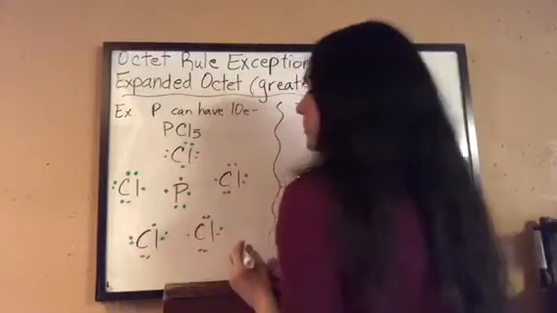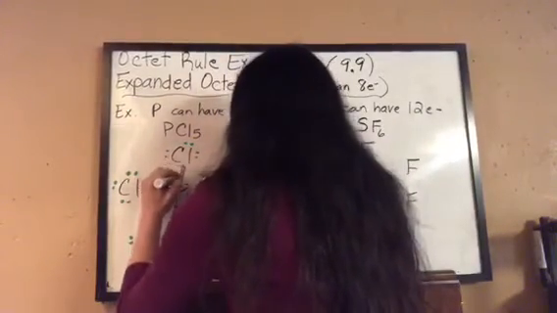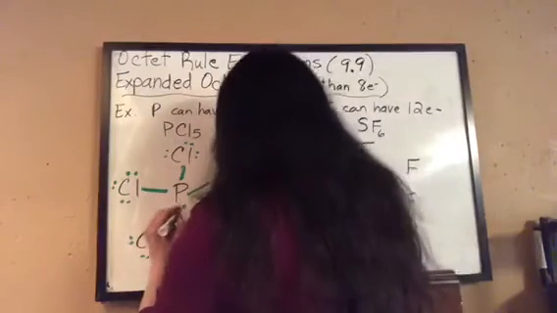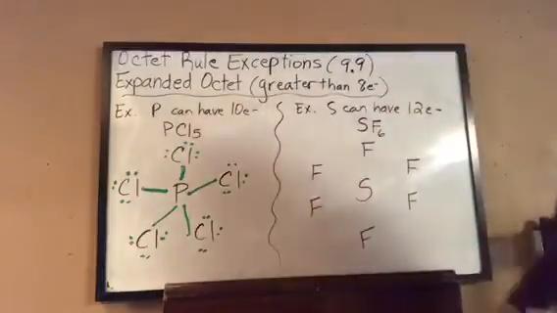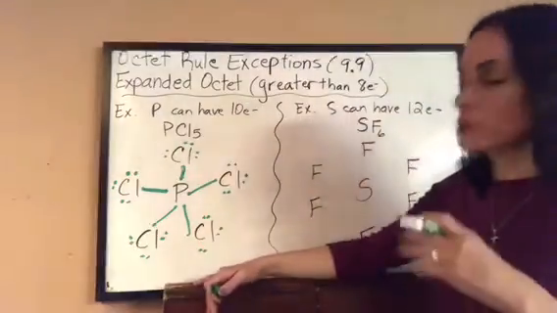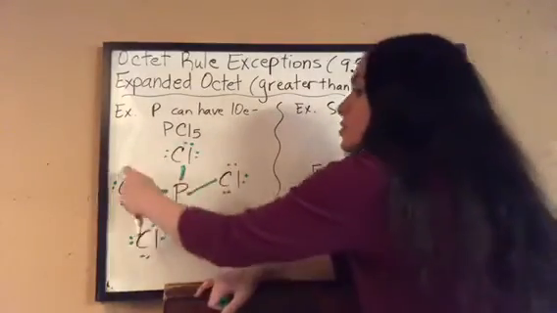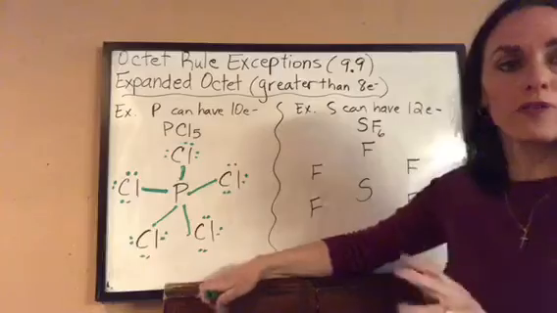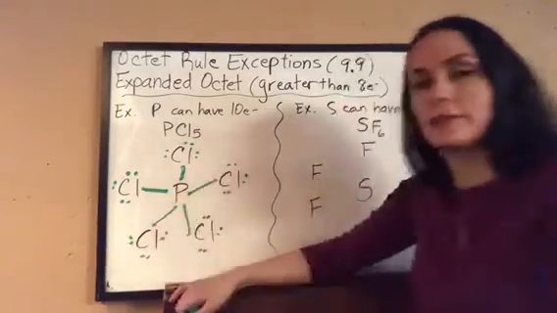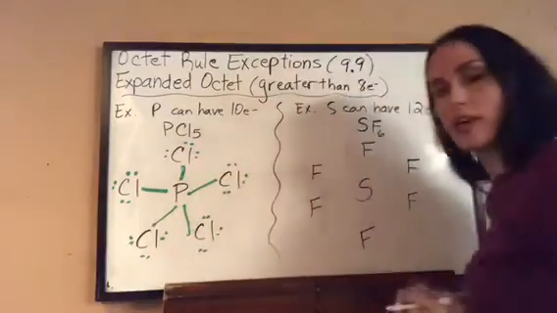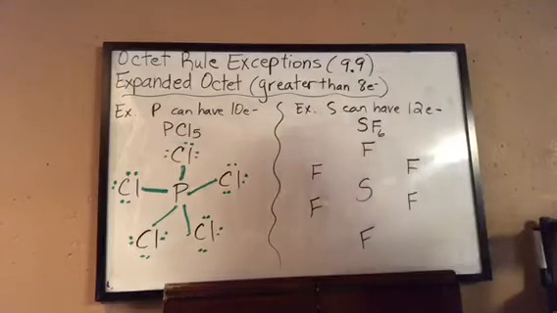So what happens? You have sharing of electrons, covalent bonding. Chlorine follows the octet rule. You have 8 electrons around each individual chlorine, 2, 4, 6, 8, and so on for all 5 chlorines. And then you get to phosphorus and you have 2, 4, 6, 8, 10. You have 10 electrons around phosphorus when it bonds with a halogen. So you have this expanded octet.